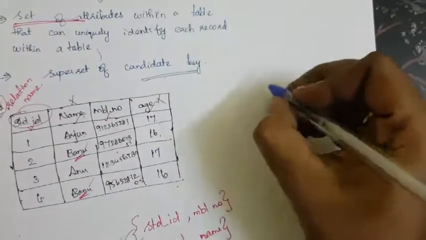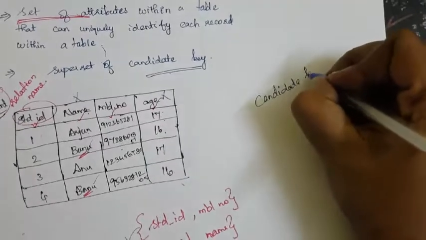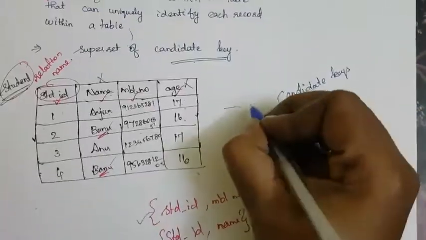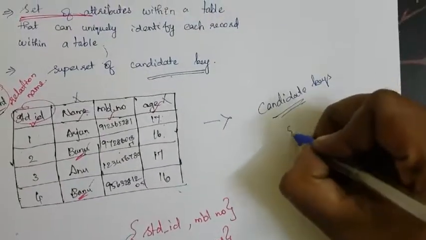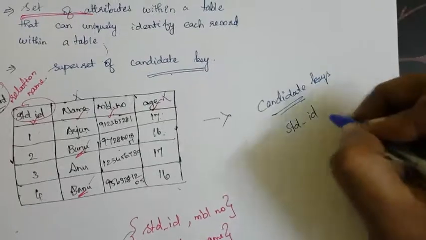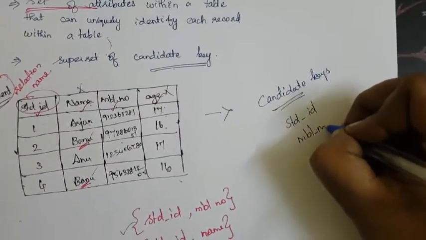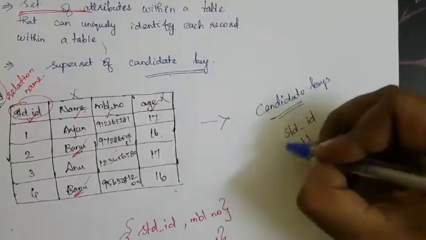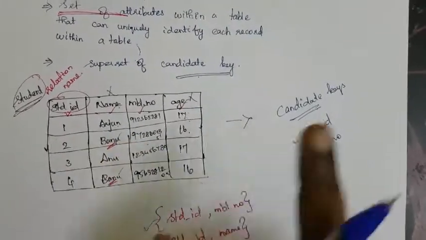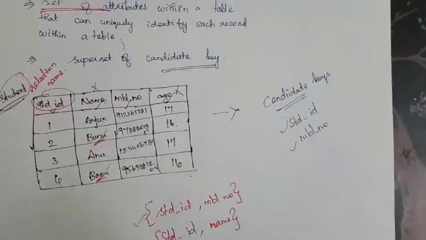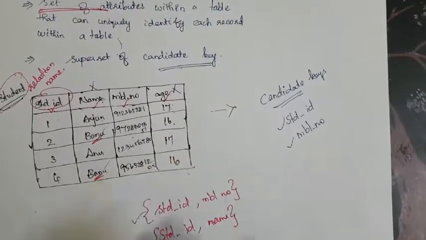So now tell me, what are all the candidate keys of this table? Okay, the candidate keys of this table will be student ID as well as the mobile number. So these two are the candidate keys of this table. Okay, so candidate keys must always be unique. This will not be a duplicate value or repeated values.